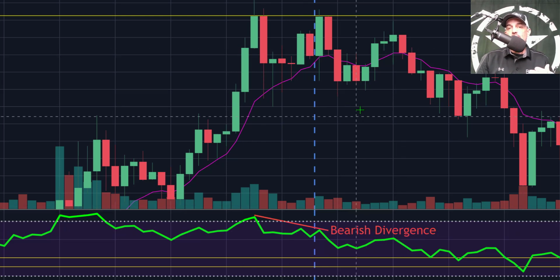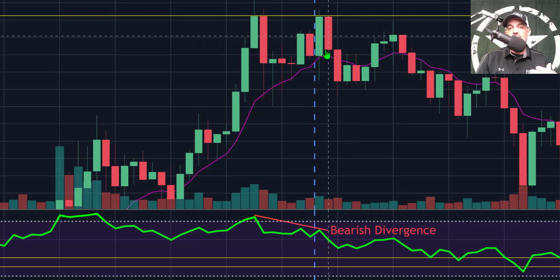Now, as added confirmation, if the reversal candle can actually close down below the 9 EMA level, that would be another form of confirmation, and it is actually fairly common for that to occur. However, on this particular trade, we don't get the close below the 9 EMA. Now, we'll take it a step further.